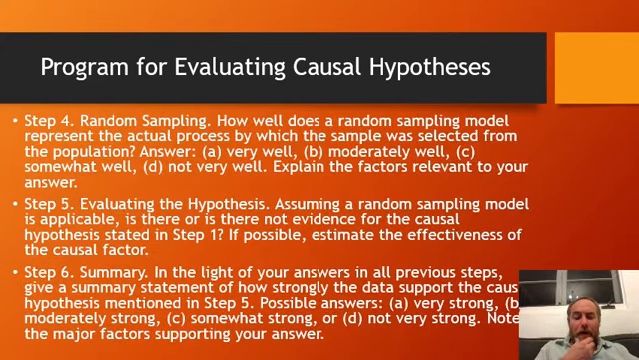Okay, step four. How well does the random sampling model represent the actual process by which the sample was selected from the population? You can give a range of answers: very well, moderately well, somewhat well, not very well. Again, in this sort of design, it's going to be very well, right? The randomized experimental trial does a great job of estimating random sampling.